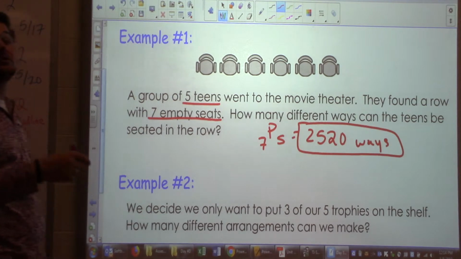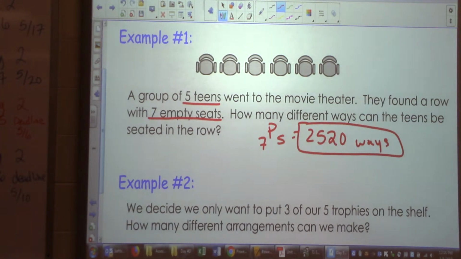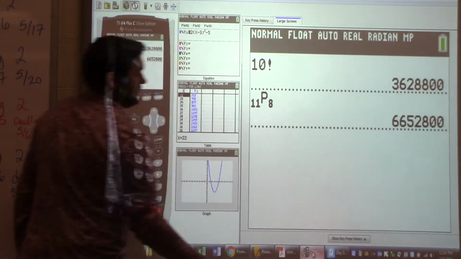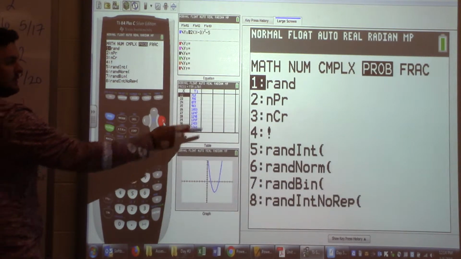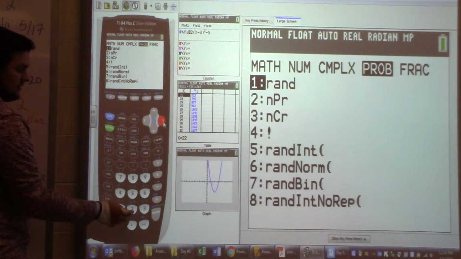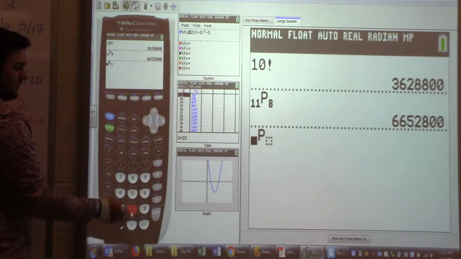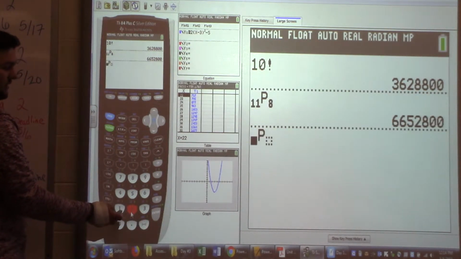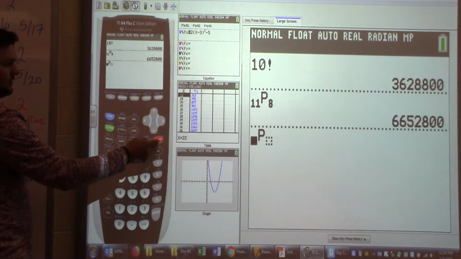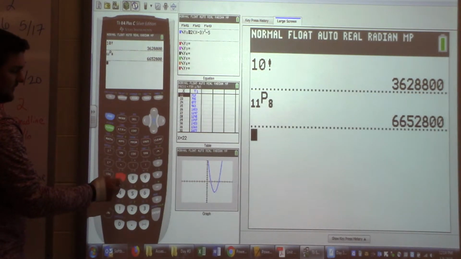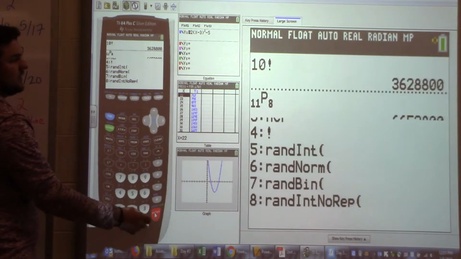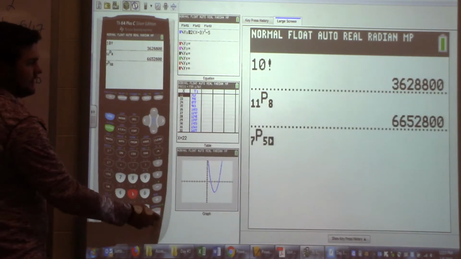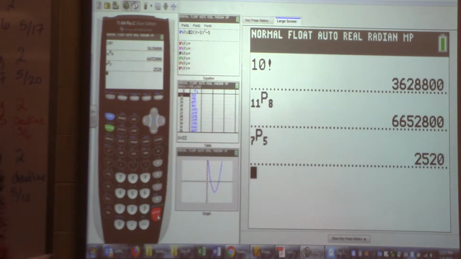Does that make sense? What was your question, Tobias? If you go math and probability, it's the second one down. Yeah, I saw that, but it depends on if you have an older one or a newer one. An older one. So then you're going to do 7, math, NPR, 5, and then enter. Okay? Alright.